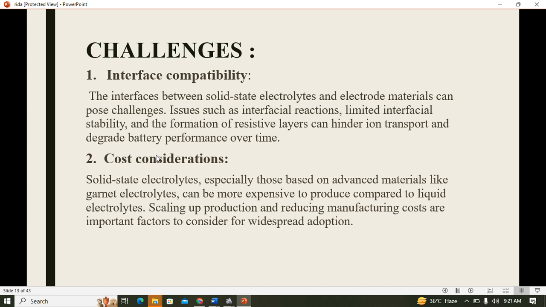The second one is cost consideration. Solid state electrolytes, especially those based on advanced materials like garnet electrolyte. Basically, garnet electrolyte is more expensive as compared to other electrolytes. So, by using garnet electrolyte, there is a high cost, which is also the biggest hindrance in scaling production. Scaling up production and reducing manufacturing costs are important factors to consider for widespread adoption.